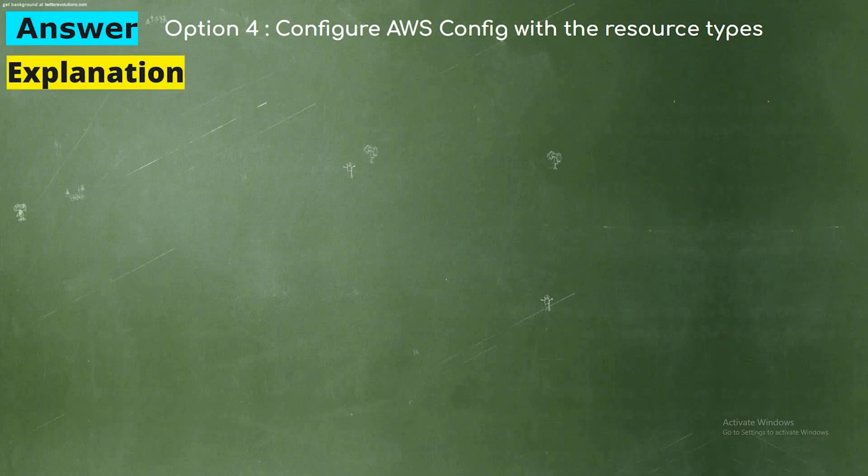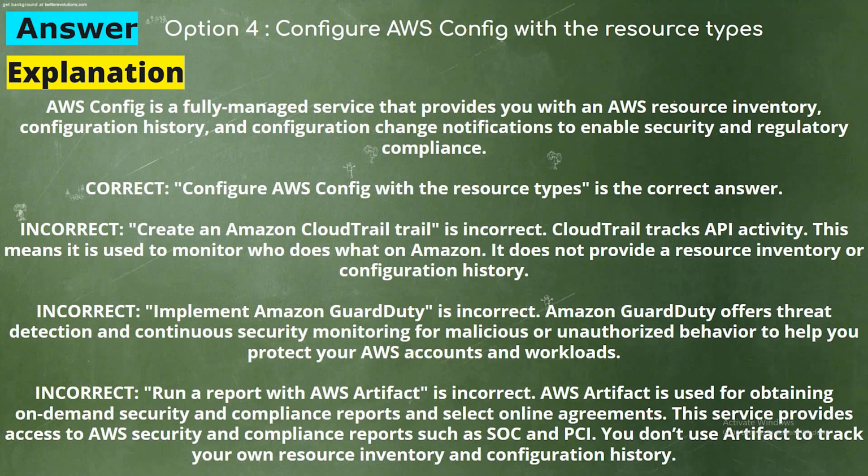Explanation. AWS Config is a fully managed service that provides you with an AWS resource inventory, configuration history, and configuration change notifications to enable security and regulatory compliance. Correct, configure AWS Config with the resource types is the correct answer. Incorrect, create an Amazon CloudTrail is incorrect. CloudTrail tracks API activity. This means it is used to monitor who does what on Amazon. It does not provide a resource inventory or configuration history.